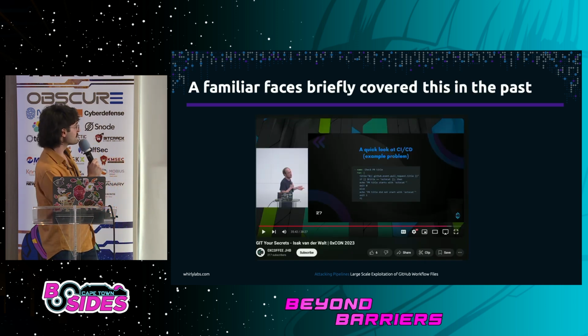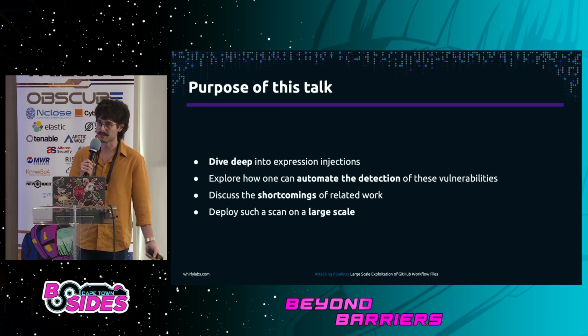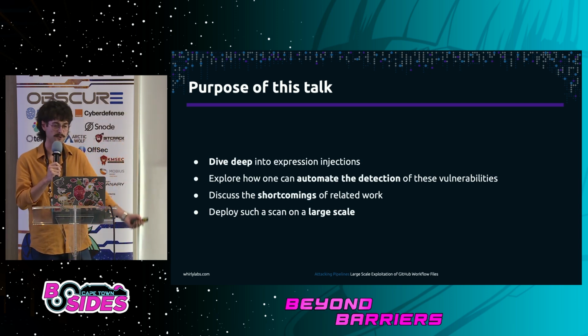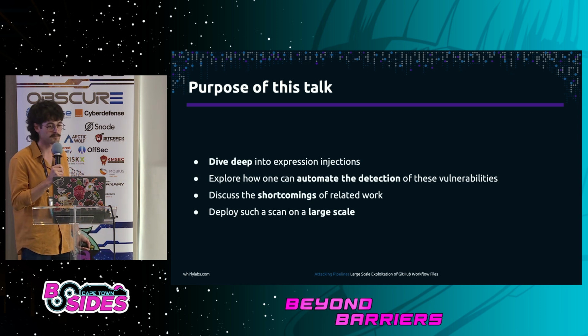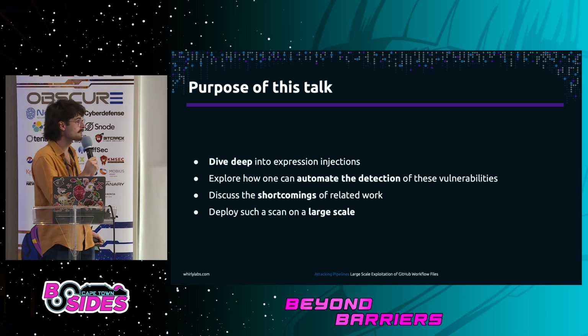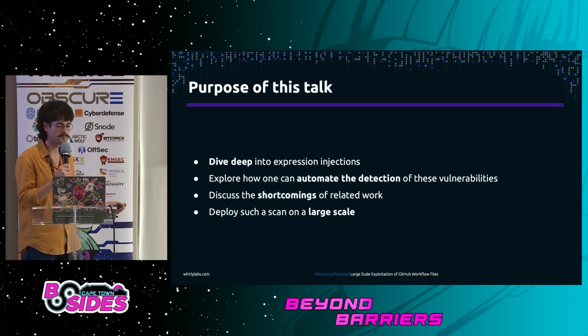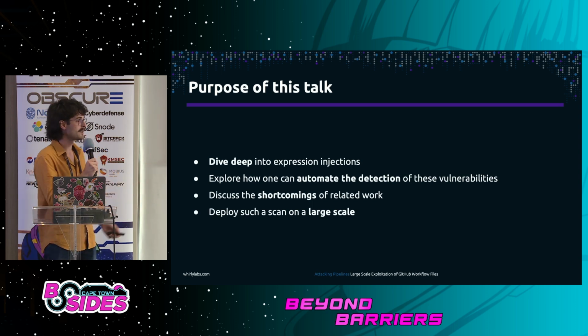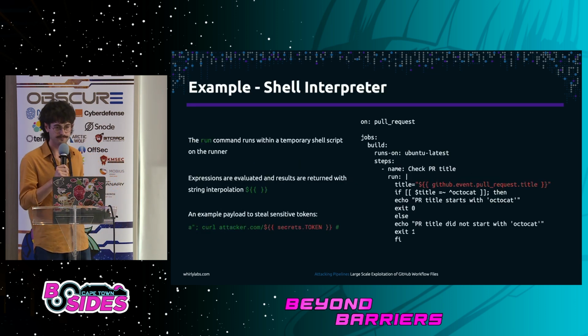Familiar faces, I've covered this not too long ago. So what are we doing? Well, we're diving deep into this topic and, again, automating it. There is related work that does try to scan for these things, but a lot of them are linters, basically a little bit surface level. What are the shortcomings of that? And how do we deploy a bit more of an advanced scanner on a large scale?